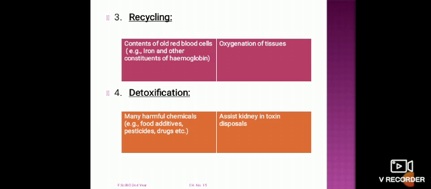Many harmful chemicals, for example food additives, pesticides and drugs, are harmful for our body, but the liver detoxifies them. It assists the kidney in removing toxins and metabolic wastes in an easy way.